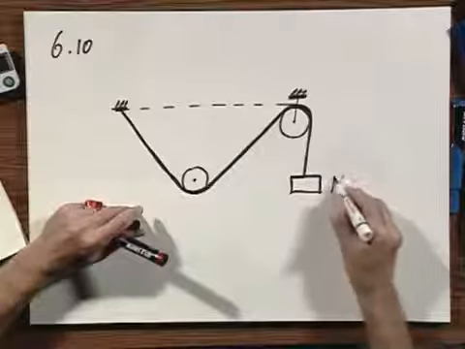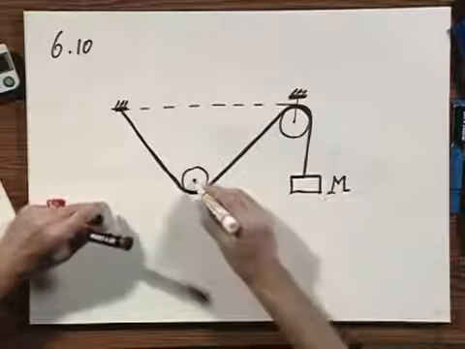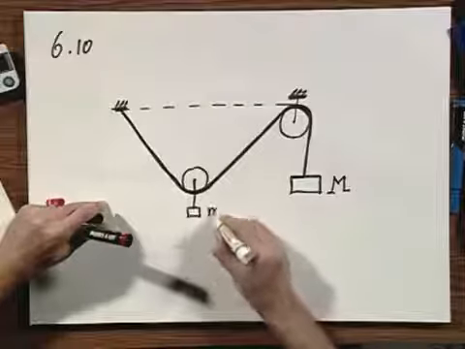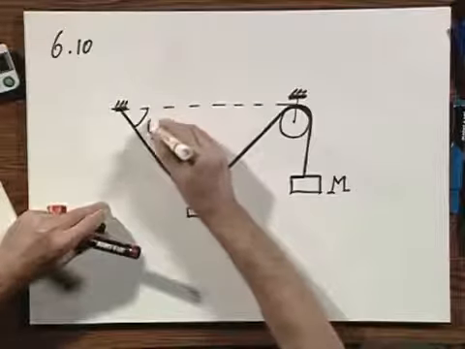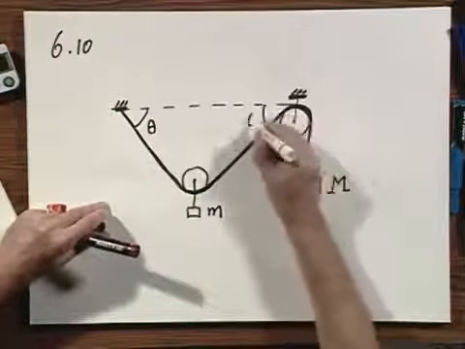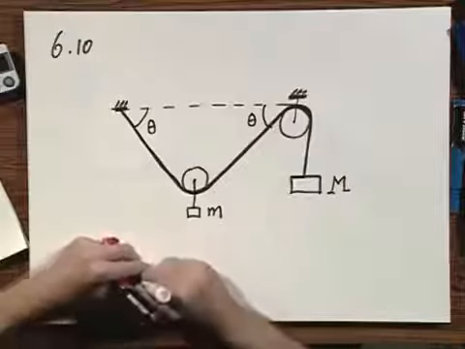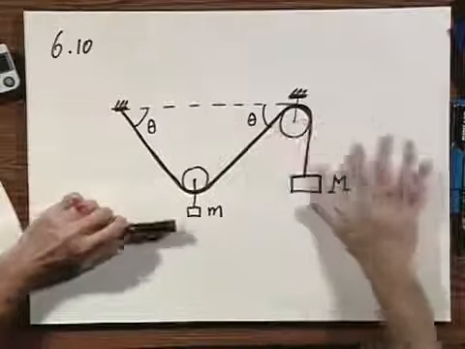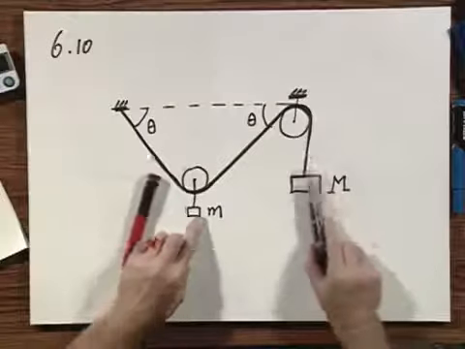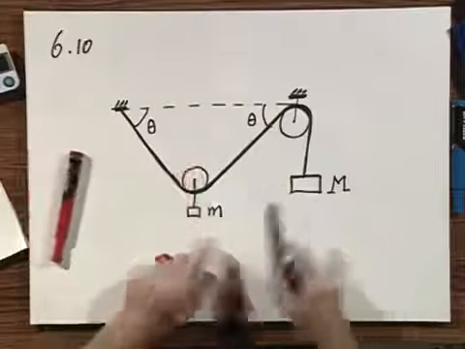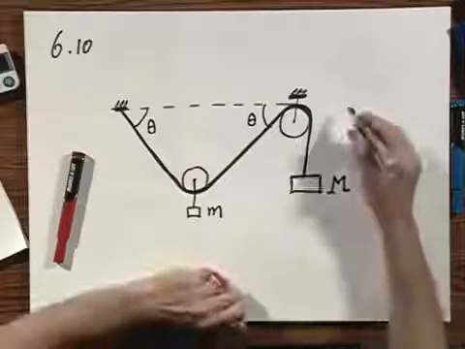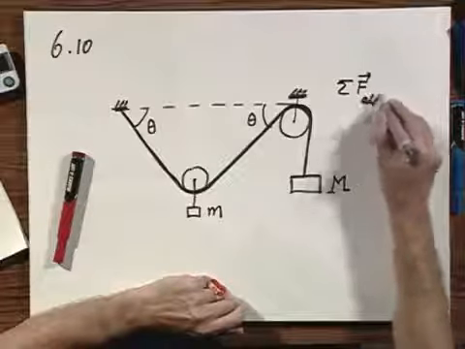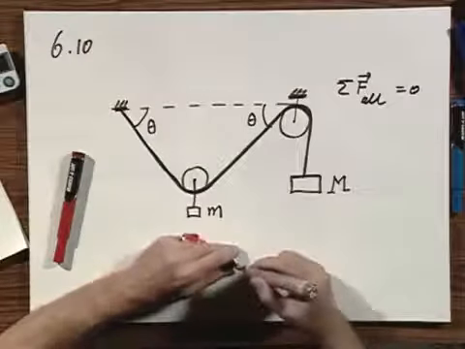This has a mass hanging, capital M, and on this pulley is hanging a weight, little m. The angle here is theta, and the angle here happens to be the same, also theta. We are being told that there is equilibrium. In other words, that m is not going down, capital M, nor going up. Well, that is only the case if the sum of all forces is 0.